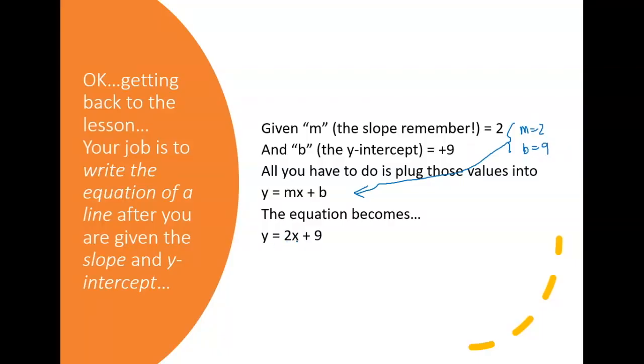So y equals 2x, because my m is 2 now, and my b is 9. So y equals 2x plus 9. So the equation of the line is y equals 2x plus 9. Very similar, probably question you'd get. So if you're just given the slope and the y-intercept outright, you can just sub it right into that equation, and there you go. You've got your equation of a line because you've been given those values.